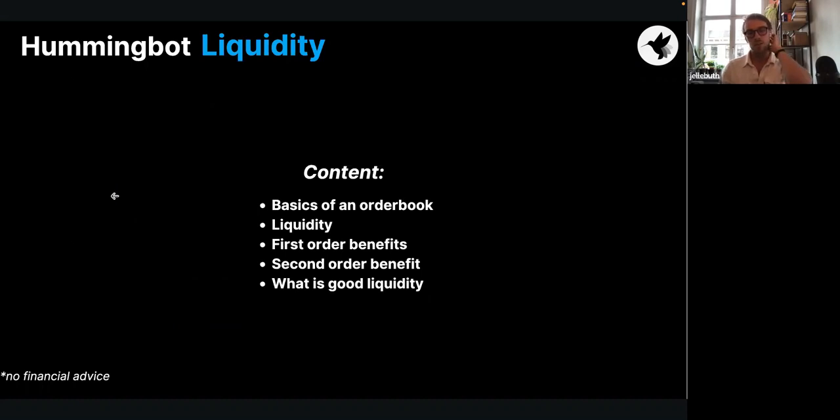So we're going to talk a little bit about the basics of an order book, how it works and what it is. Then liquidity, the first order benefits and second order benefits of liquidity and of having good liquidity. And then how we look at liquidity and how we assess it a little bit deeper than the metrics that we're going to look at today.